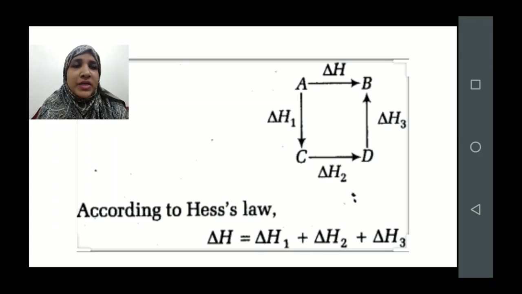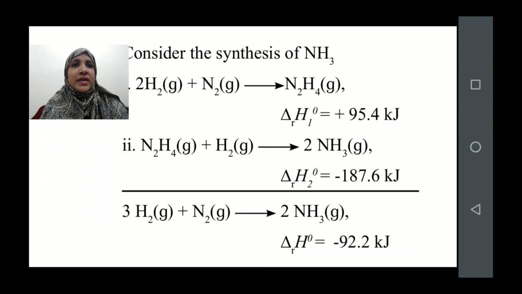Okay, so here you will find that the delta H of this reaction is the same. So delta H is equal to the sum of delta H1, delta H2 and delta H3. Okay, so this is the Hess's law cycle to explain what is meant by Hess's law. Let's take one actual example again.